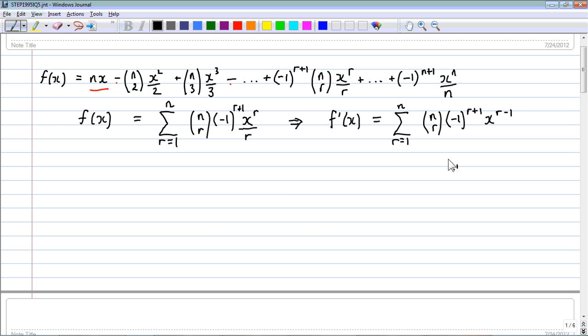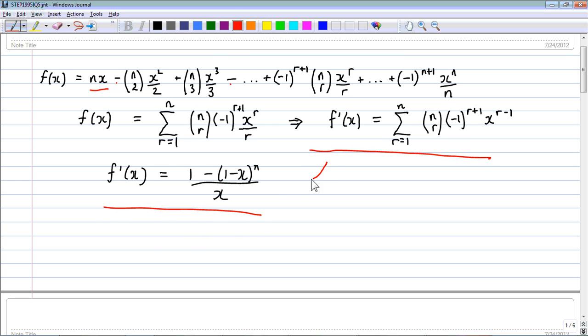What's going on? So we have the derivative f'(x), but the final answer that we want is of the form f'(x) = (1 - x)^n over x, I think it was. And we say to ourselves, okay, this is what I know to be true here, and this is what I want. How can I go from one to the other?